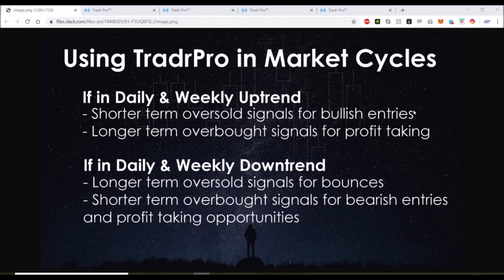So just to simplify again, right here on the screen: shorter term oversold bounces when we're in a daily and a weekly uptrend, longer term overbought signals to take some profit, and the opposite in a daily and a weekly downtrend. Obviously, recently we've been in a daily, weekly uptrend. We've had a very strong market, so the alerts that have been going off have been reflecting that.